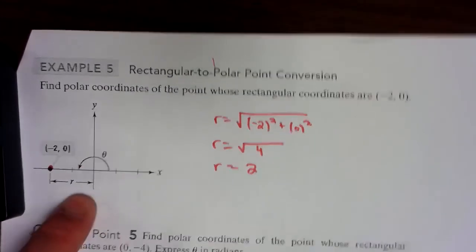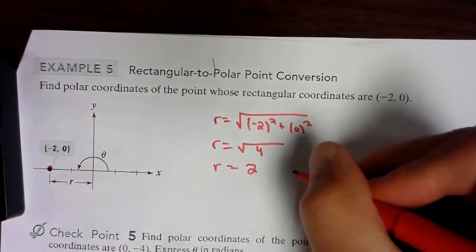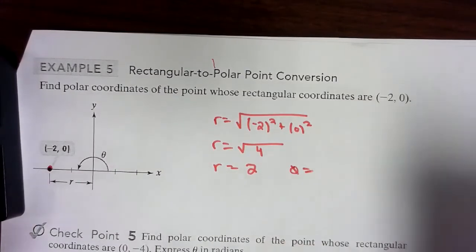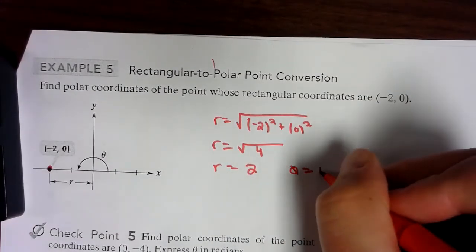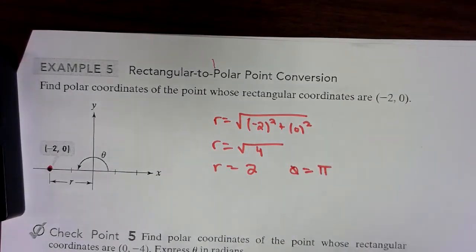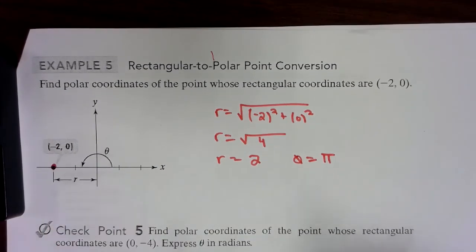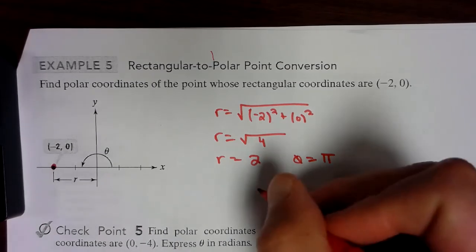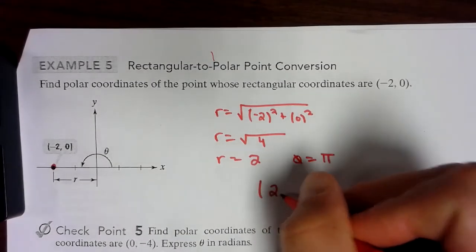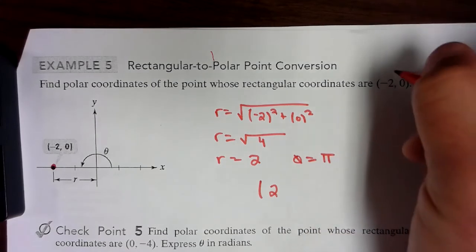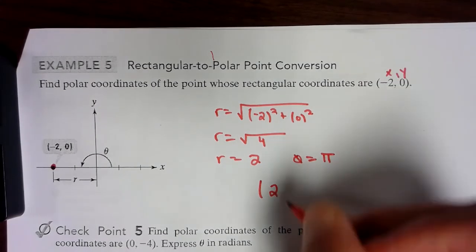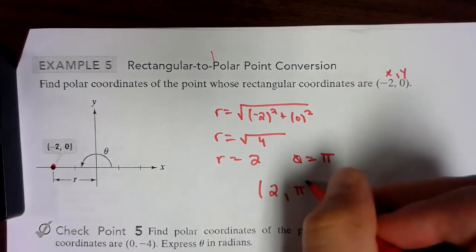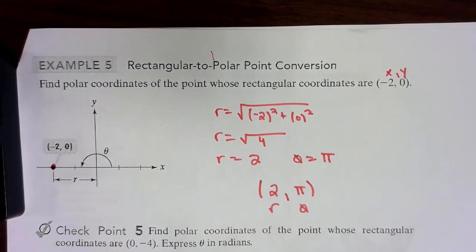Now for our value of theta, we know exactly what this value of theta is. That was one of the first things we memorized when we started talking about the unit circle. Out at the negative x-axis, that is simply π. And that's it. You don't need to do tangent of theta as y over x. You can if you want to, it's just more work. But with it being on one of the axes, it's really easy for us to find the particular angle that we rotate to. So (-2, 0) in rectangular coordinates corresponds to (2, π) in polar coordinates.